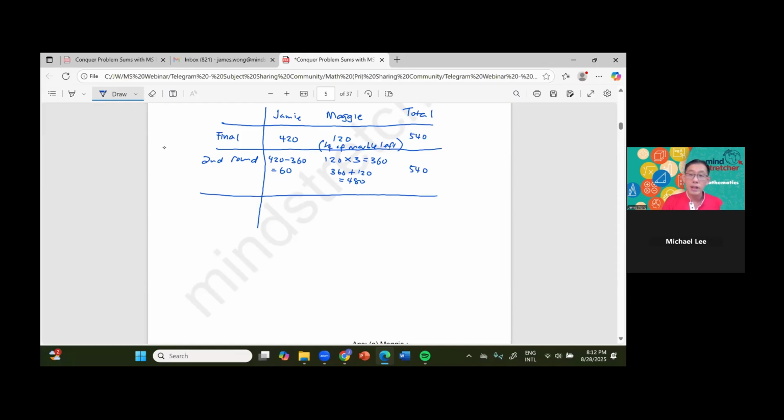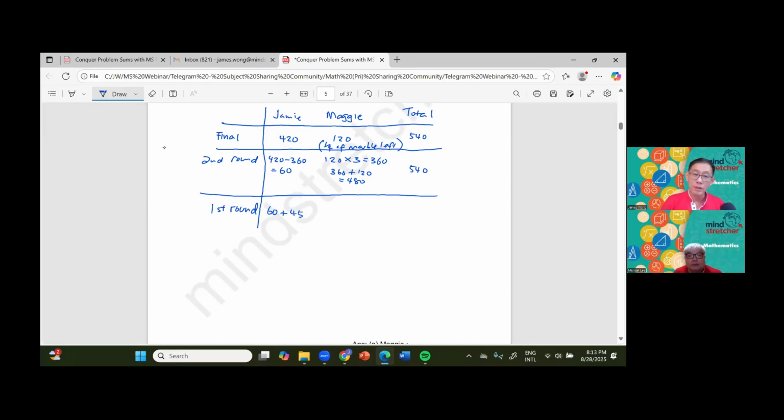Then I can now proceed to the first round. We're going to reverse back to the first round. So in the first round, the question says that Jamie lost 45 marbles to Maggie. Now, if Jamie did not lose those 45 marbles, then Jamie will have how many? If I go backward in time, that means 60 plus the 45. So this will be 105.